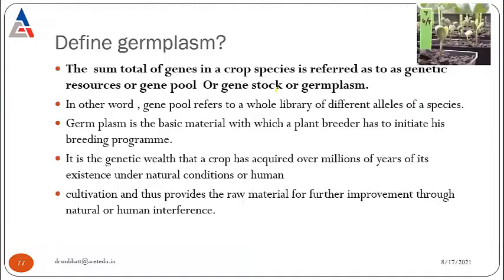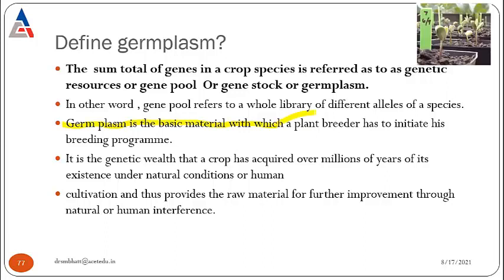So what are the germplasm sources? Define the germplasm. This question can be asked. The sum total of genes in a crop species is referred to as the genetic source, gene pool, gene stock or germplasm. In other words, the gene pool refers to the full library of different alleles of a species. So germplasm is the basic material with which a plant breeder initiates a breeding program.